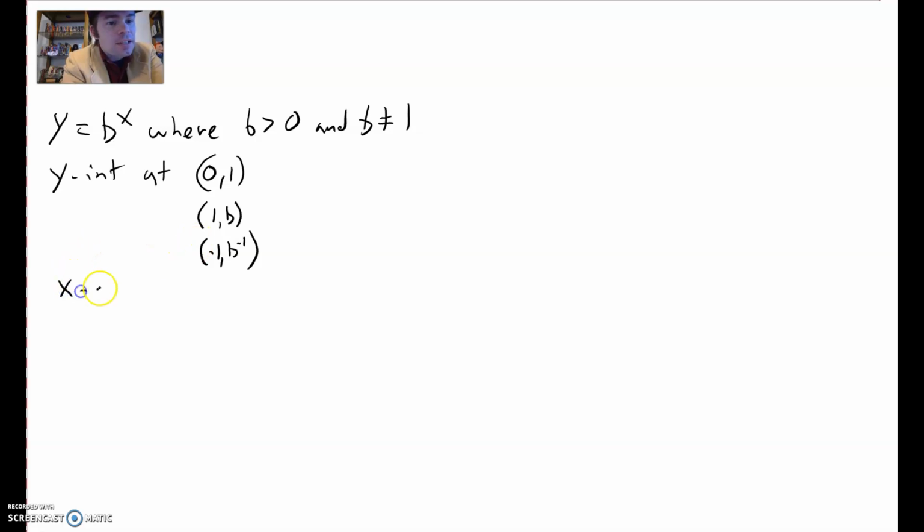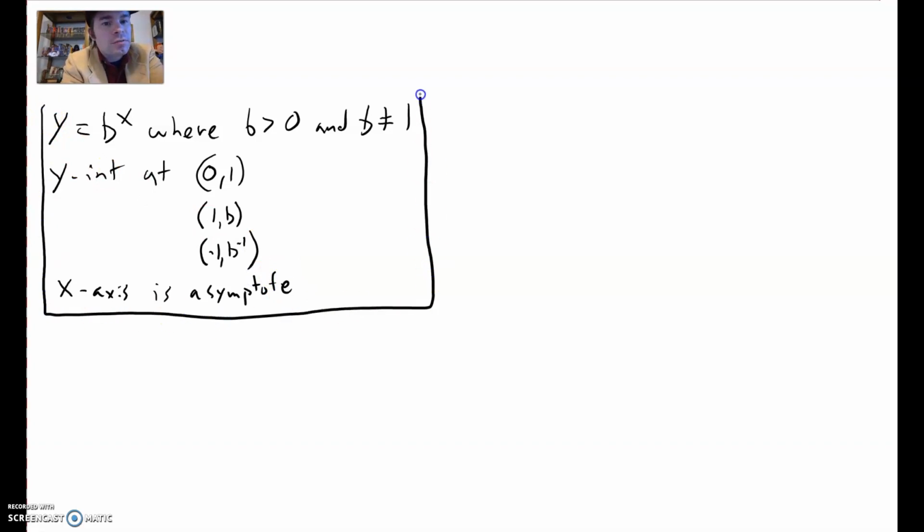Finally, the x-axis is an asymptote. And that, right there, will be enough information to graph an exponential function. So let's look at 3 quick examples.